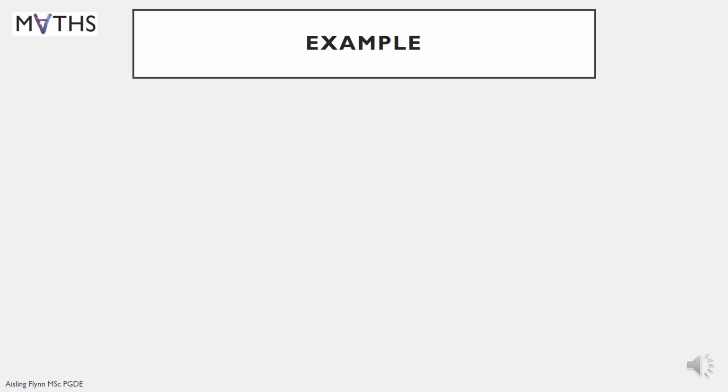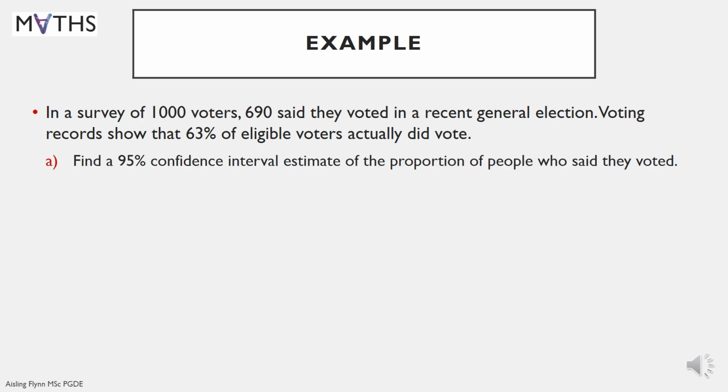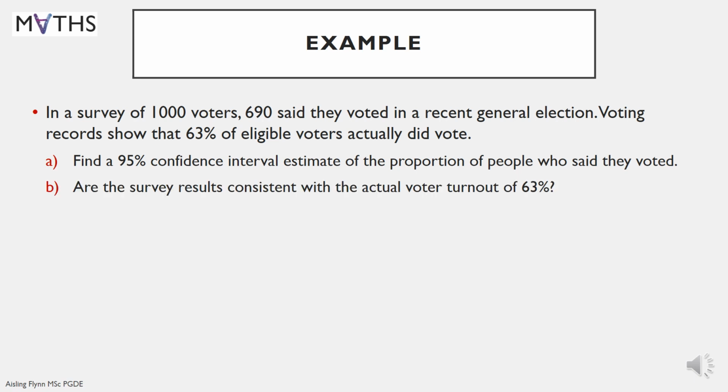All right, here's an example to show how that's done. In a survey of 1,000 voters, 690 said they voted in a recent general election. Voting records show that 63% of eligible voters actually did vote. A. Find a 95% confidence interval estimate of the proportion of people who said they voted. And B. Are the survey results consistent with the actual voter turnout of 63%?